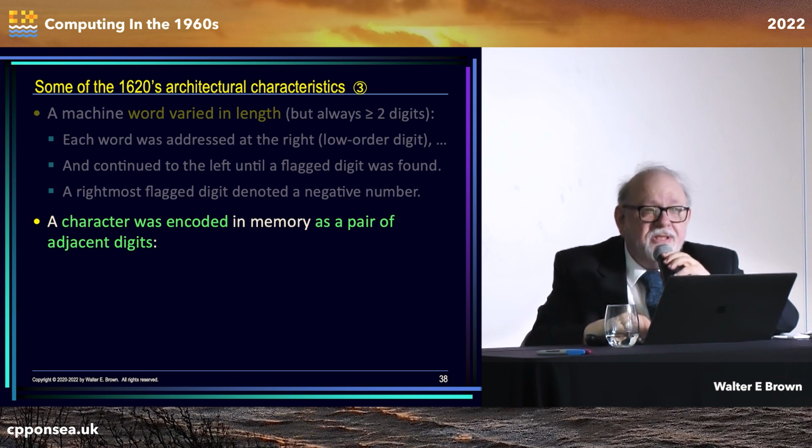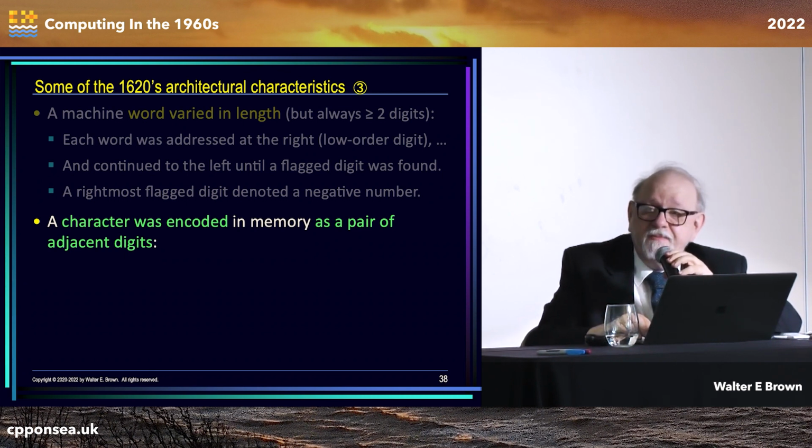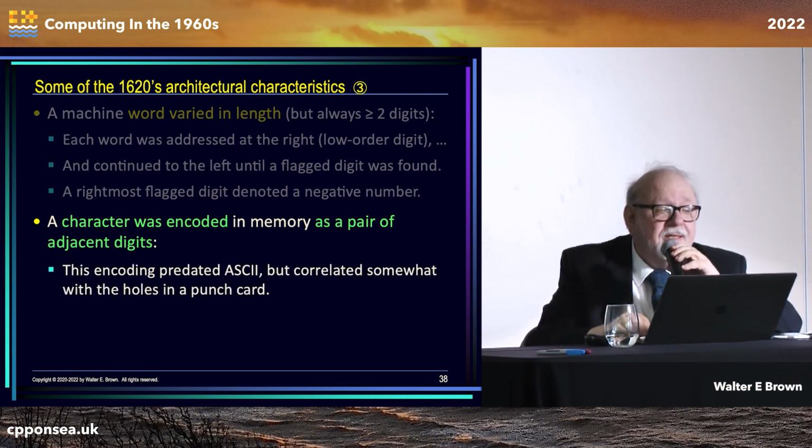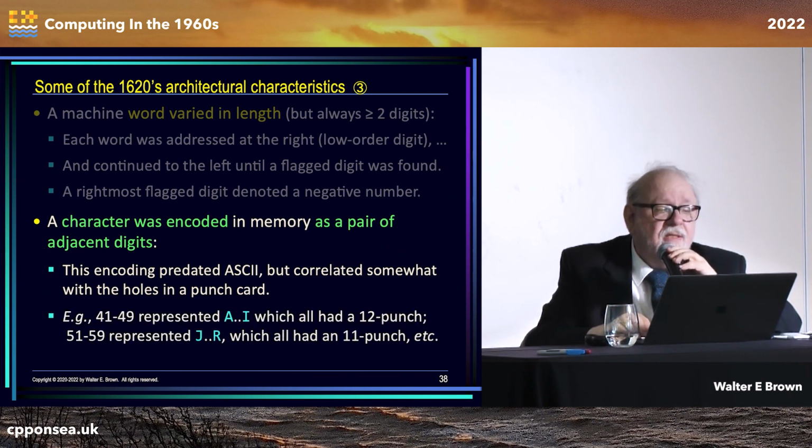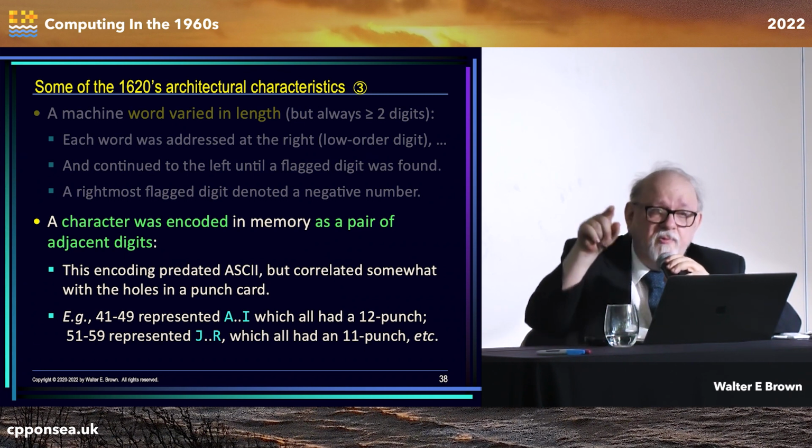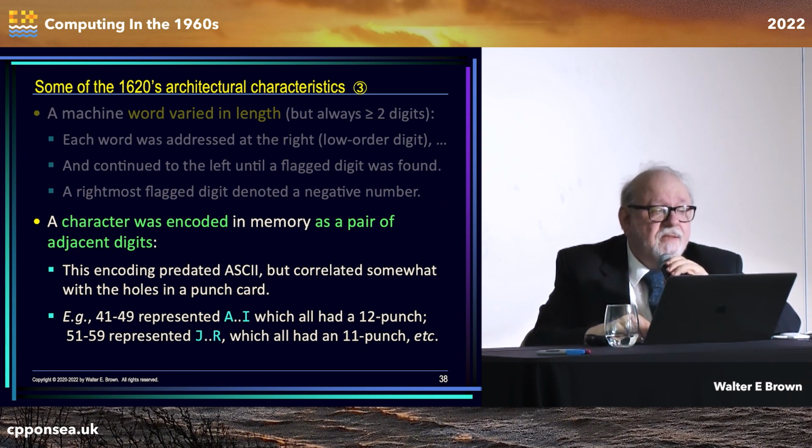If you needed characters, you used a pair of adjacent digits. Okay? This is before ASCII, but it did correlate somewhat with the holes in a punch card. For example, 41 through 49 was capital A through a capital I. And on a punch card, those particular letters all had a 12 punch on the card, which is the upper row. Okay? 51 to 59 is J through R, and so forth. Those all had an 11 punch.